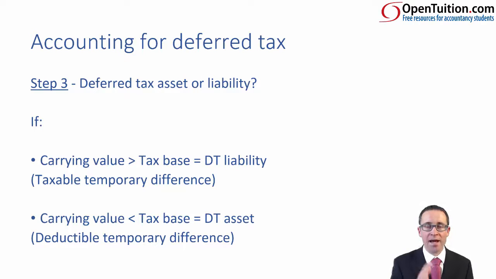Learn them. Carrying value greater than tax base, deferred tax liability resulting from a taxable temporary difference. Carrying value less than tax base is a deferred tax asset, which is a deductible temporary difference. There we go. It'll take time, but you will remember it.